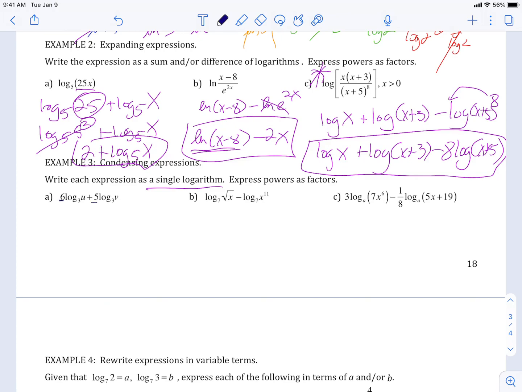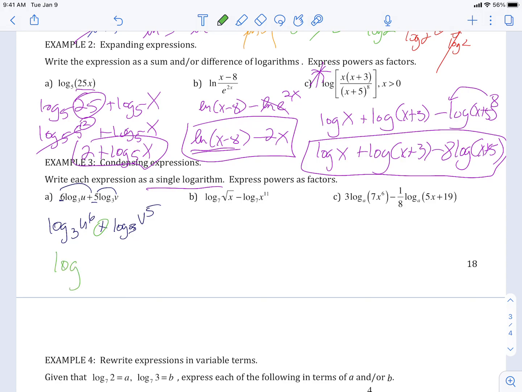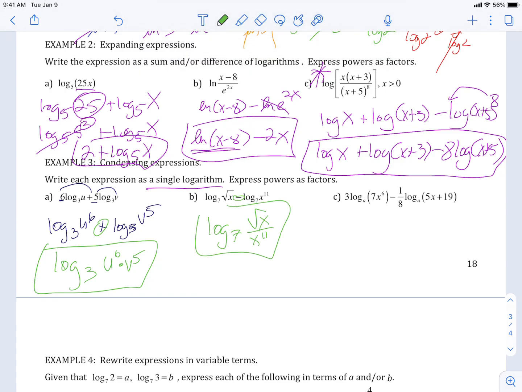So we'll start with these numbers in front and write them as exponents. So this is log base 3 of u to the 6th plus log base 3 of v to the 5th. And since it's the same base and we're adding them, I'm allowed to rewrite it as a single logarithm, log base b of u to the 6th times v to the 5th. Over here, you could deal with this exponent here. I don't think it really makes a big difference, but this would just be, since it's a subtraction, log base 7 of the square root of x divided by x to the 11th power.